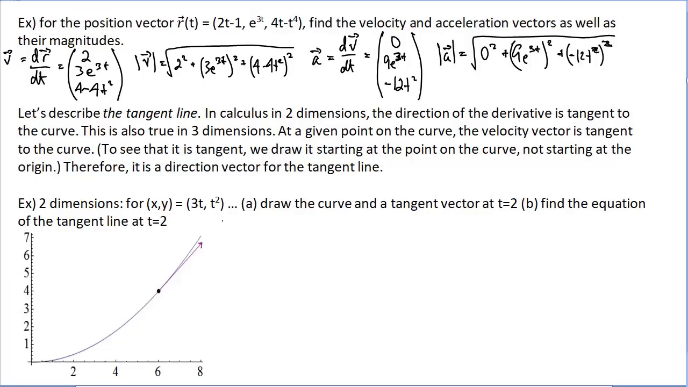So what point is that? The point when t equals 2, you'll have 3t, so 3 times 2, comma, 2 squared, and that point is just 6 comma 4. And that's the point that's marked on the graph. Then what about the direction vector?